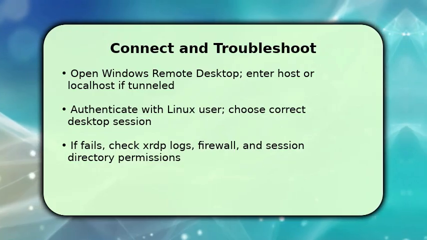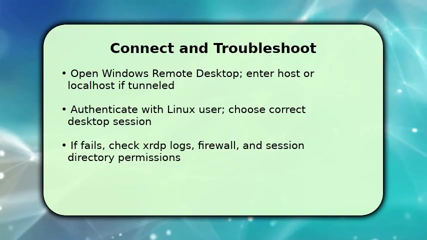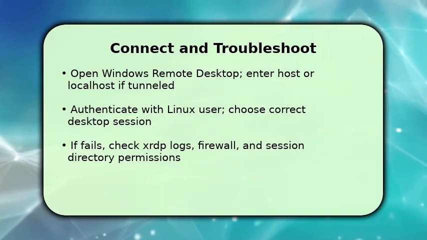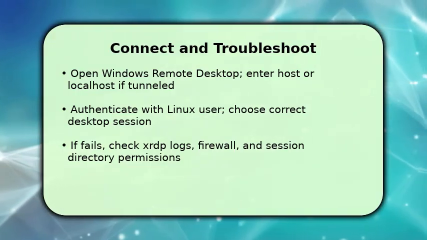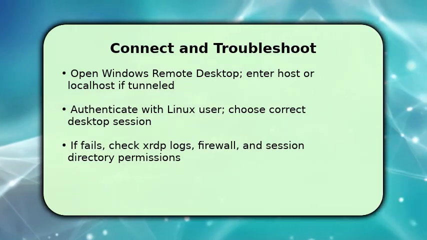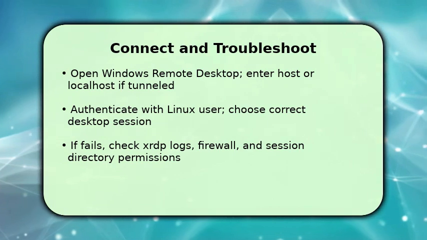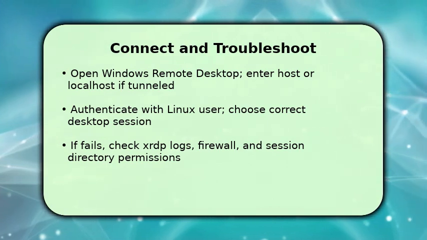If the connection drops or shows a black screen, inspect /var/log/xrdp-sesman.log and xrdp.log for errors, verify firewall rules, and ensure your home directory and authority permissions are correct. One key tip: restart XRDP after config changes.